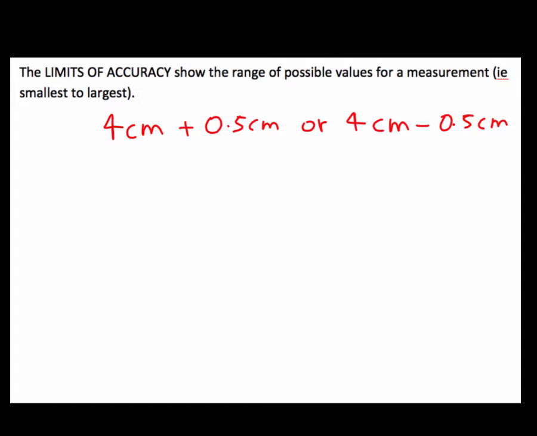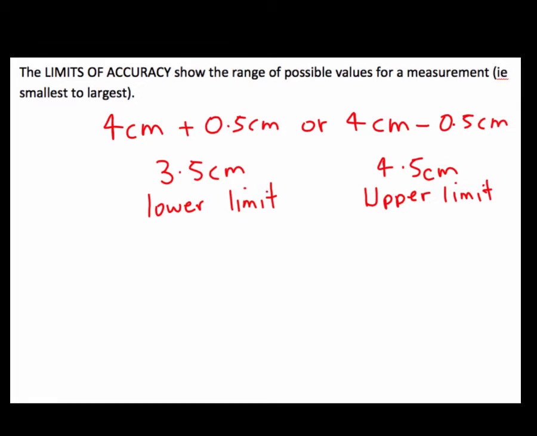So looking at those two values, it could be 3.5 centimetres. This is the lower limit. So the smallest that the pencil could be is 3.5 centimetres, or the largest that it could have been, based on our measurement, is 4.5 centimetres. So this one we call the upper limit.